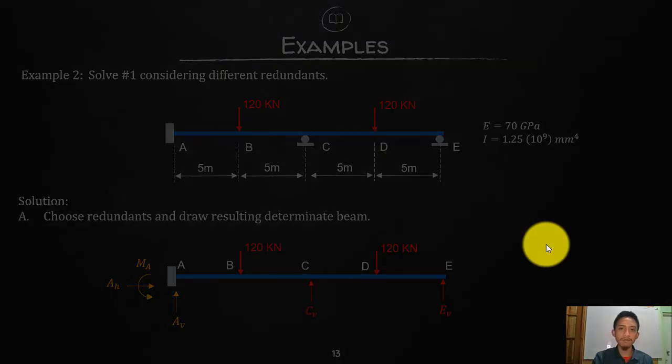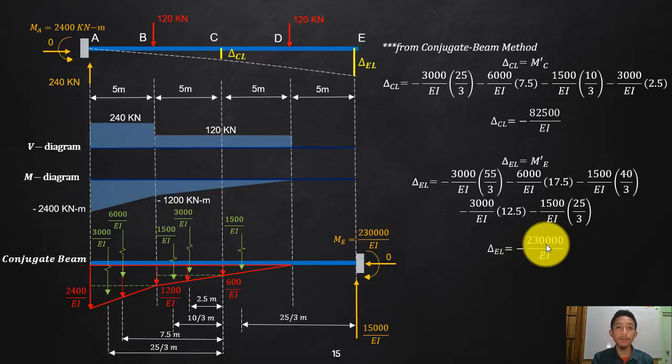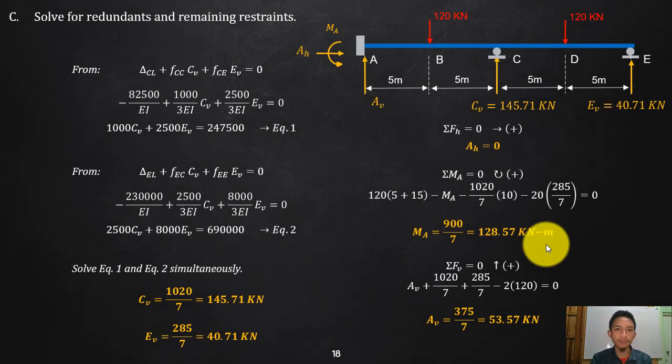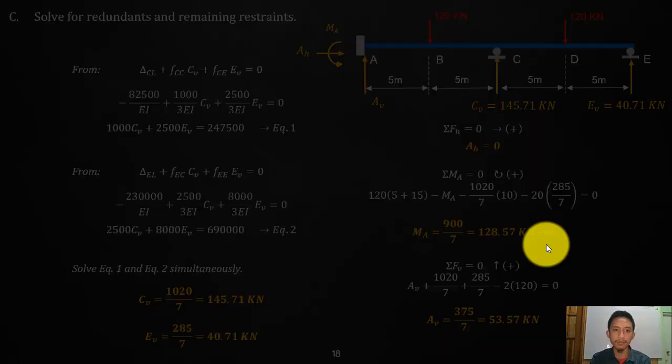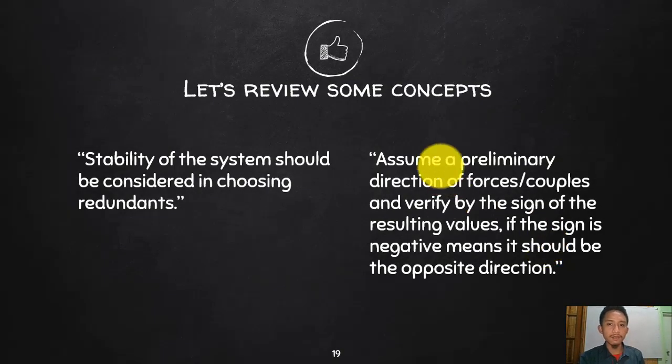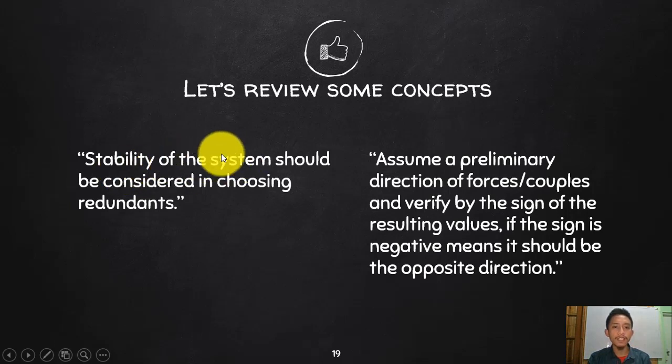So that's it. That is my example for applying the consistent deformation method on beams. Okay, so again, do not forget the procedure. That is the important thing there, to follow the procedure. So these are the important concepts here. Stability of the system should be considered in choosing redundants. Okay, so that is what I'm saying. Always check the stability. Do not just be choosing the redundants. You need to see that the remaining restraints will still be holding your structure stable.